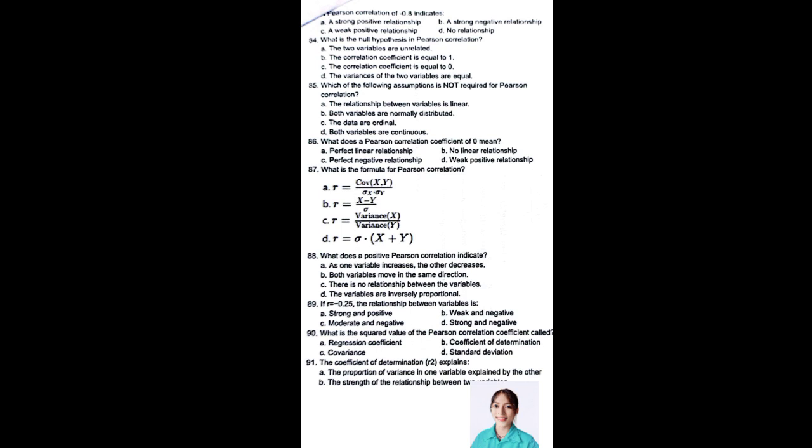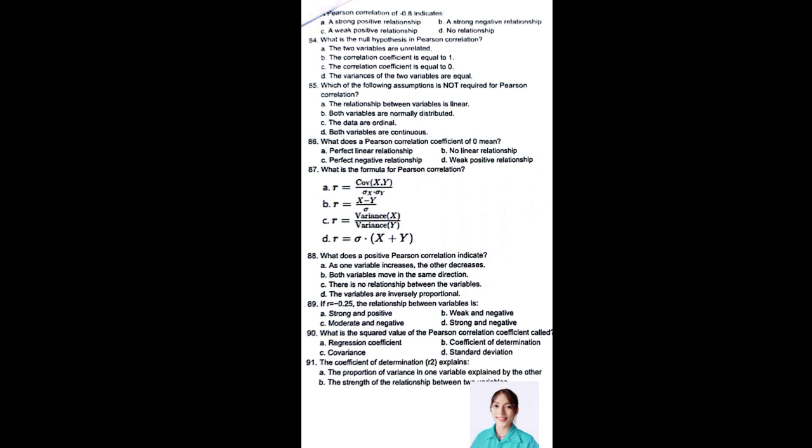Number 85: which of the following assumptions is not required for Pearson correlation? So all options are assumptions of Pearson correlation, and the option that is not required for Pearson correlation is option C, which is the data are ordinal.